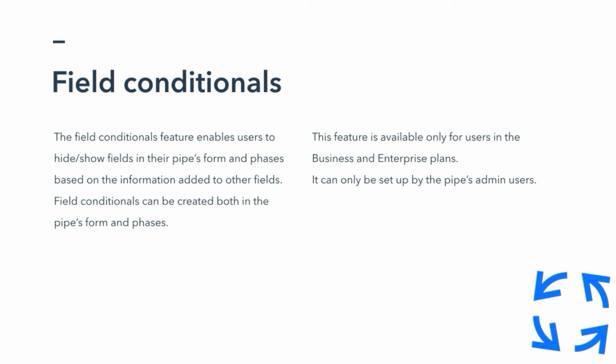So basically, based on the answer you give in one field, it's going to condition what happens to the other fields, either in your form or your phases. For example, if you have a list of reasons for your customers requesting support and you have the others option, you can create a field condition so that only when they click on others, a short text field called other reasons will be displayed so they can input the reason. This feature is currently available only for users in the business and enterprise plans, and it can only be set up by the pipe's admin users.